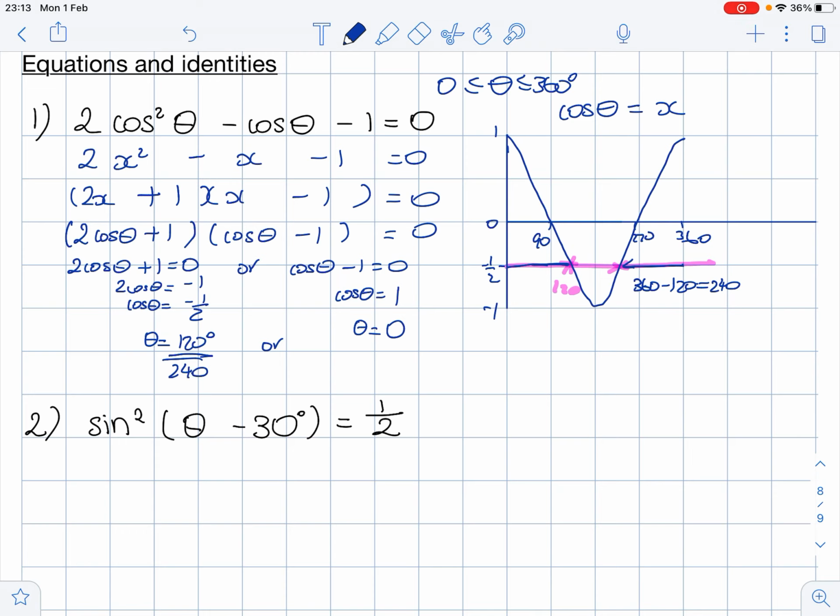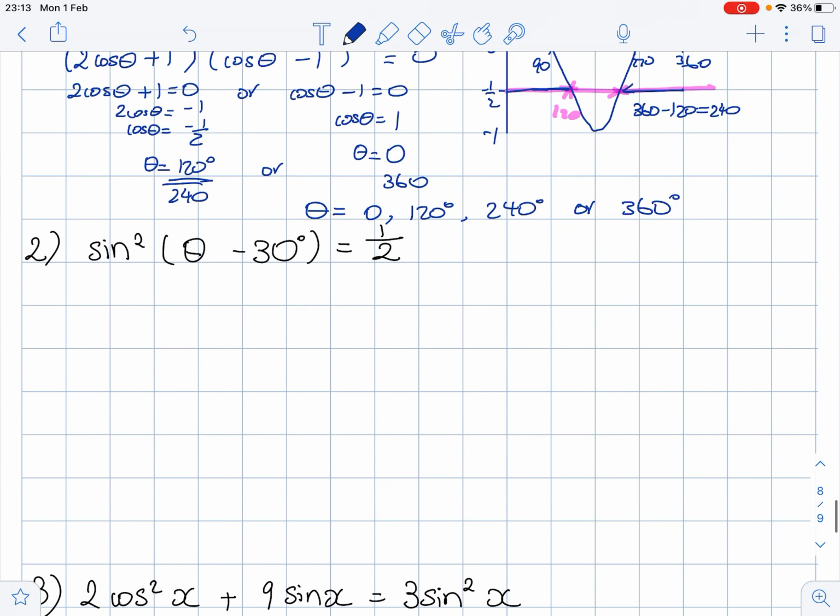So we know our two values here are 120 and 240. Then looking at our 0, so when cos is equal to 1, it could be 0 or 360. So I have my 4 solutions. So theta could either be 0, 120, 240 or 360.